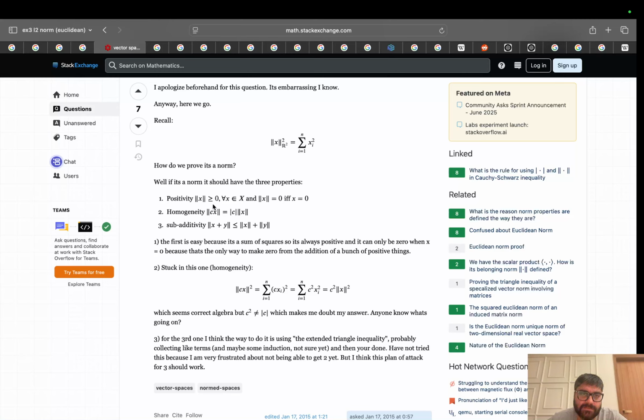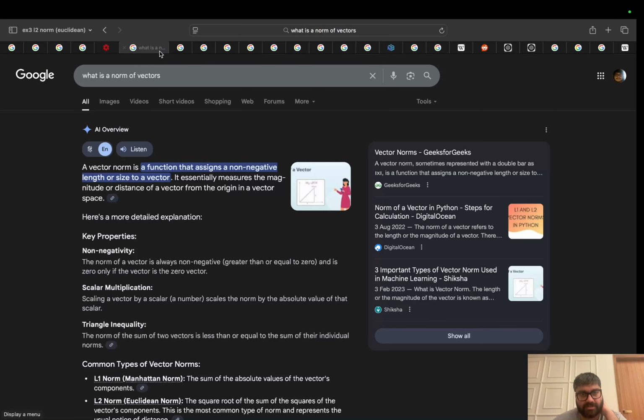So it's like the norm of x is greater than or equal to 0 for all x in the vector space, and the norm of x is 0 if and only if x is 0. Okay, positivity. So basically the norm should always be positive, or 0, and it's only 0 if the vector is 0. Homogeneity, basically that if multiplied by a scalar, it's equivalent to multiplying with the absolute value of that scalar. And subadditivity, that the norm of the sum is less than or equal to the sum of each individual norm. So I think this comes from the triangle inequality, which I ended up exploring.